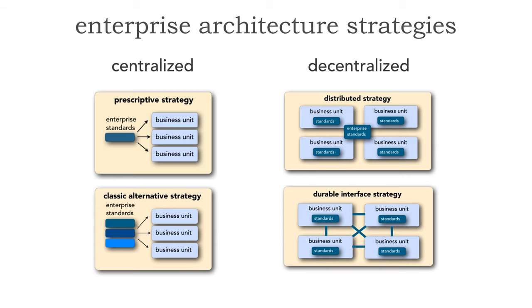And then finally, the durable interface strategy, where there really are no enterprise standards. However, the only common standard in the durable interface strategy across the company is how the business units all interface and interact with one another. However, all of the decisions about creating, applying, and governing those architecture standards are all distributed to each business unit.